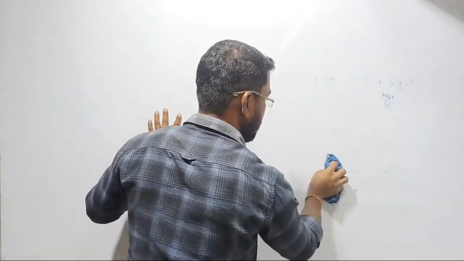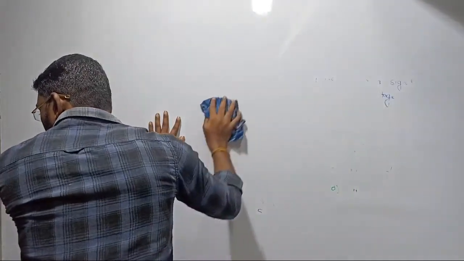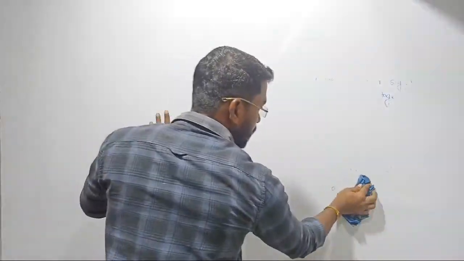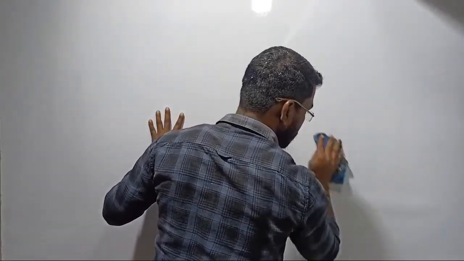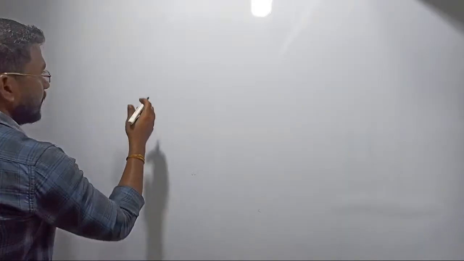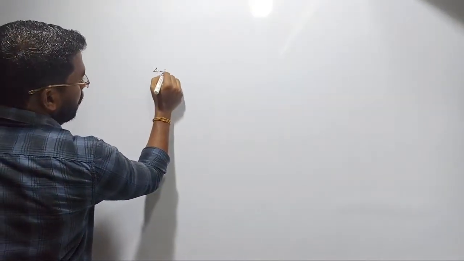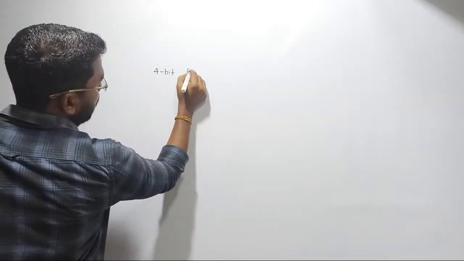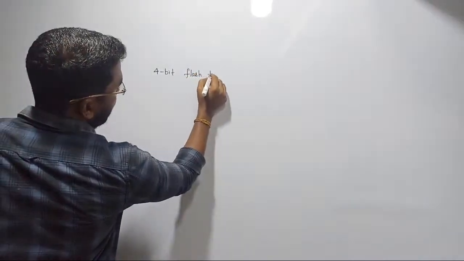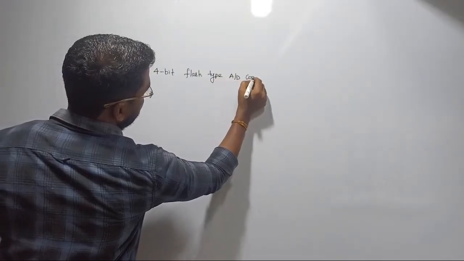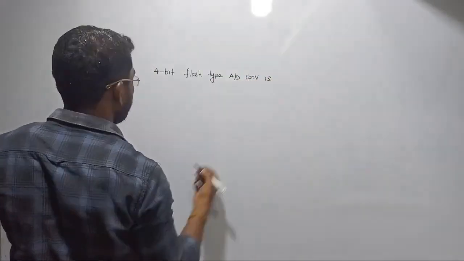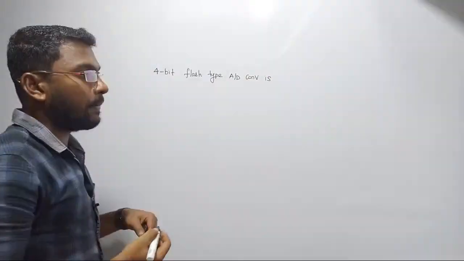Next we have to understand. First write down the question, please. The number of comparisons carried out in a 4-bit flash type analog to digital converter is dash. The question is what? Number of comparisons carried out.